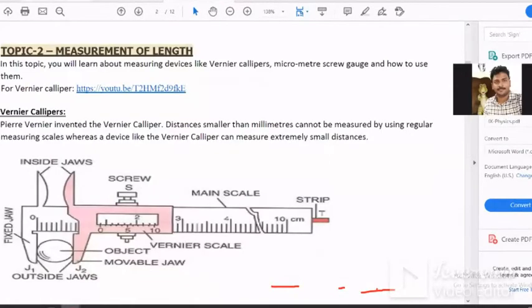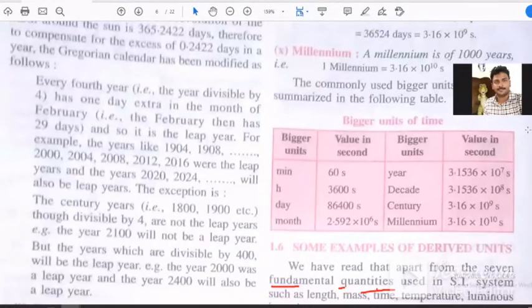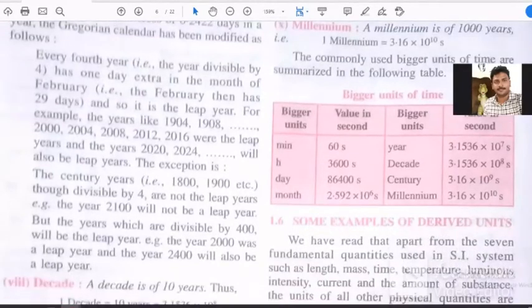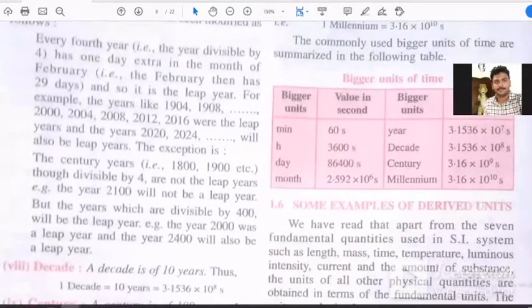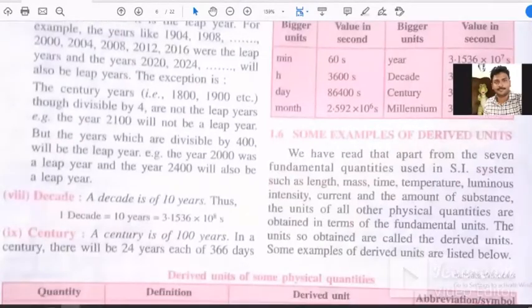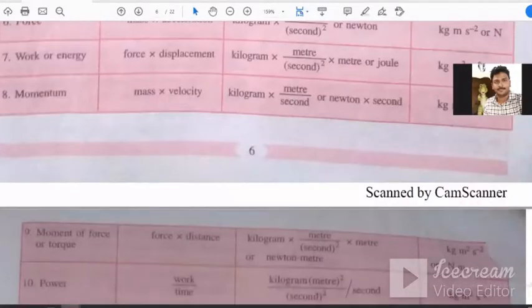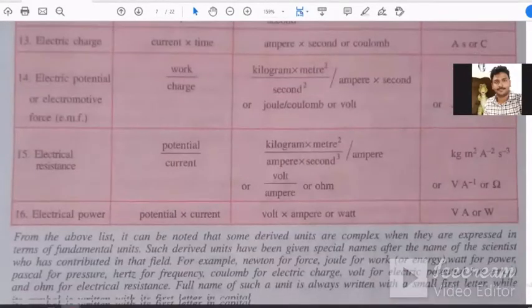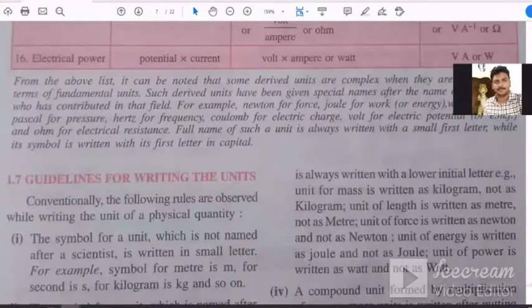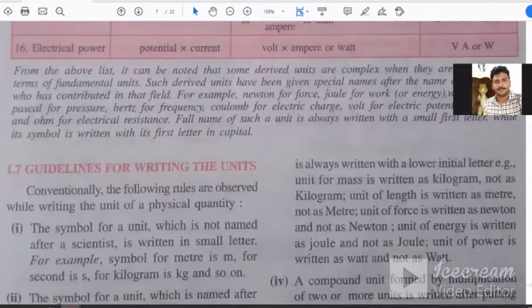Now we'll come to the textbook part. So there are some examples of derived units. Just now we have discussed all of these, and this is what is given in the textbook. You have to go through this topic, at least read it once, okay? Only the questions that we give in the exercise will be asked. You don't have to learn everything.